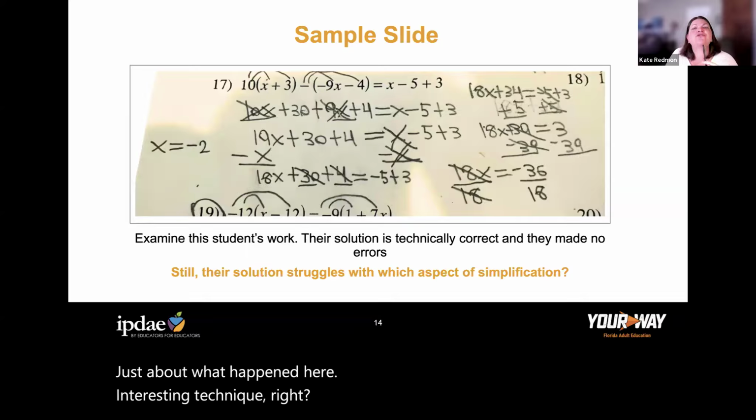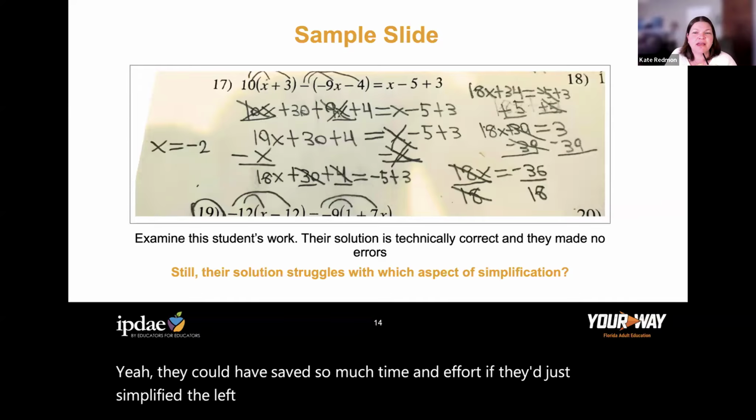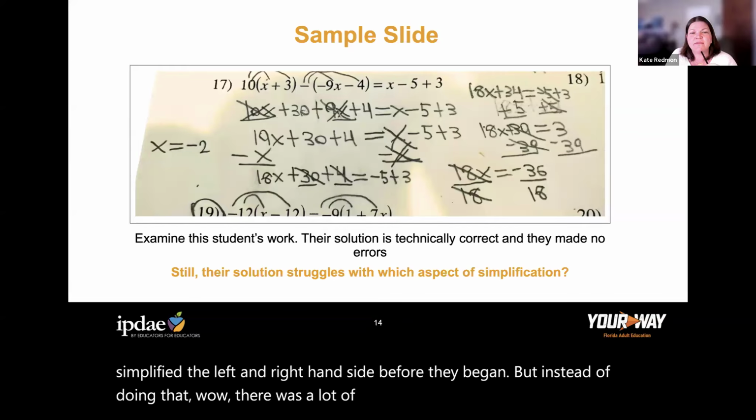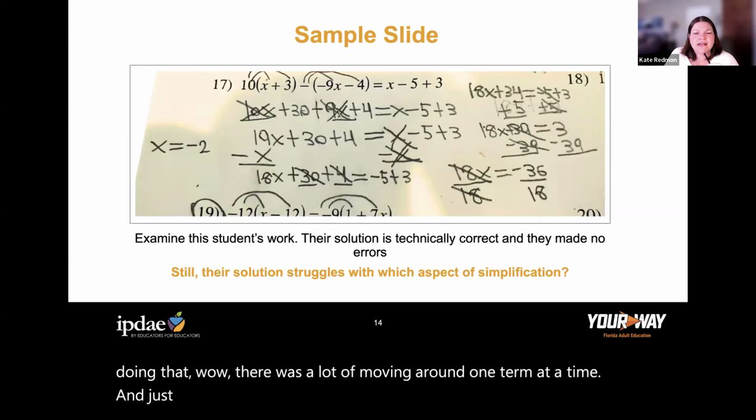Yeah, they could have saved so much time and effort if they'd just simplified the left and right hand side before they began. But instead of doing that, wow, there was a lot of moving around one term at a time. And just very interesting work. At one point, they did decide to simplify, but then they moved some more.